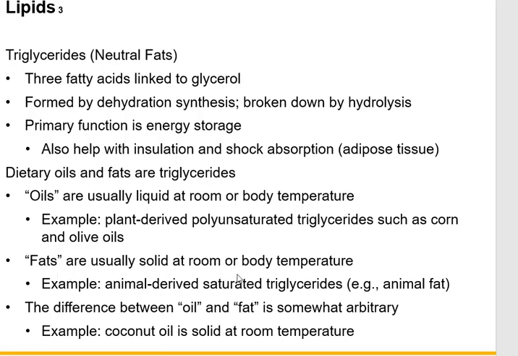And other fats are saturated. So you've got as many hydrogens as it can possibly hold, and it tends to make a solid at room temperature. So if you've seen lard or fat, if you buy a piece of meat and it's got fat on it, if you look at bacon, the fat on that is saturated, and they're usually animal derived.